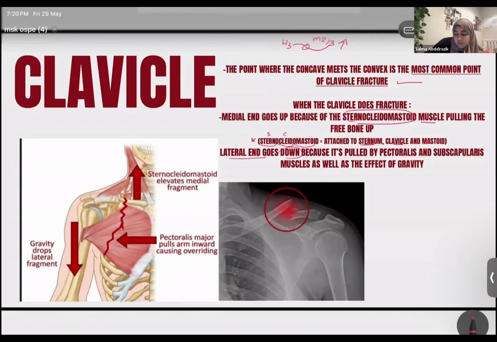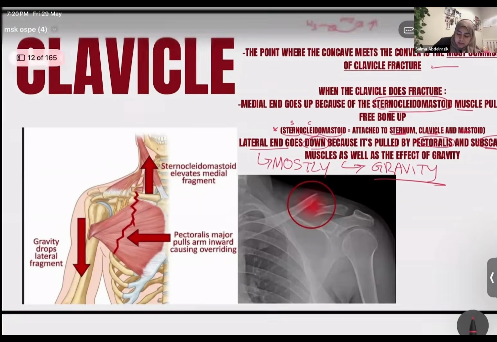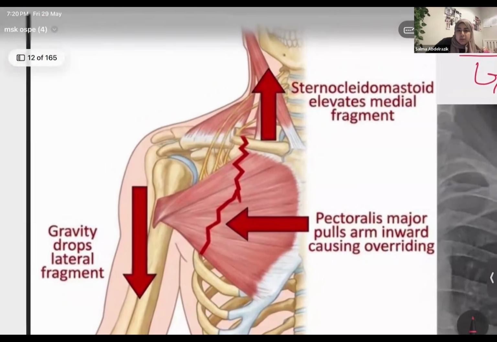The lateral end goes down. Mostly because of gravity. It just goes down because of gravity. But there's also other muscles acting on it that pulled it inward or down. It's the pectoralis and the subscapularis. You should know this. I tried putting it in a good picture.